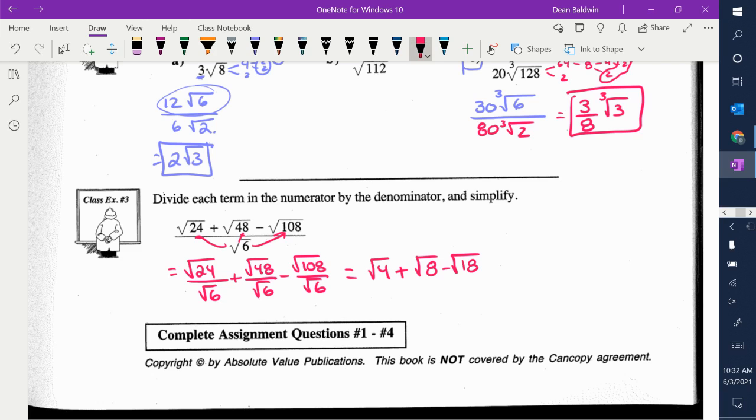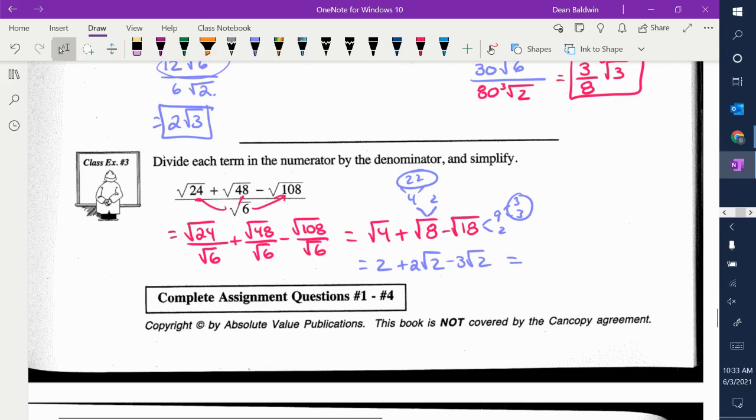Now we just need to clean it up. Simplify. What is square root of 4? 2. The 8 we can rewrite as a 4 and a 2. 2 and 2. So 2 root 2. And the 18, 9 and 2, 3 and 3, plus minus 3 root 2. So the only thing I can combine are these ones. So I get 2 minus root 2.